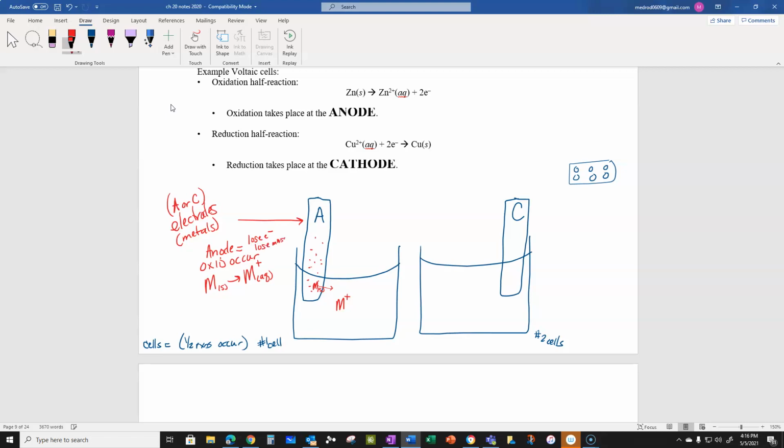It's going to get smaller and smaller. And that mass that the metal was, the solid, is going to turn into this aqueous metal in here. On this side, obviously the cathode, it's just the opposite.